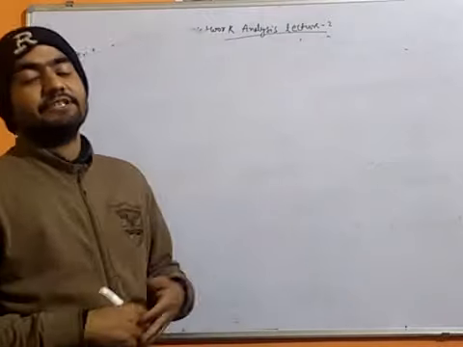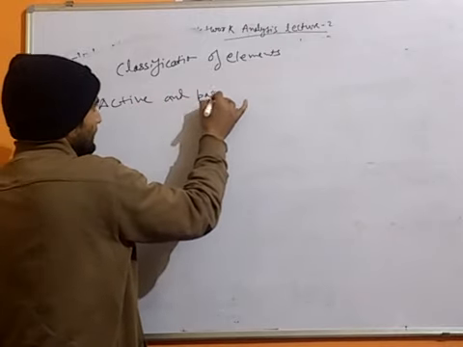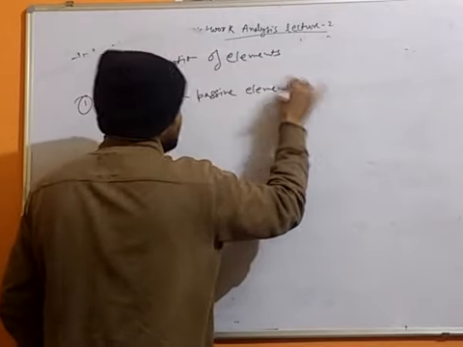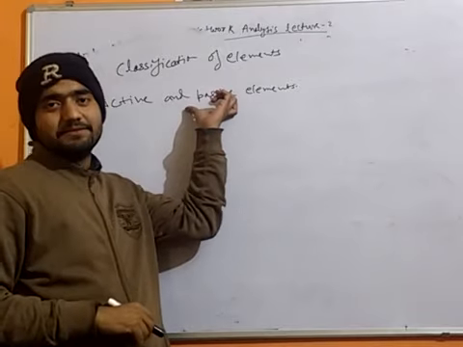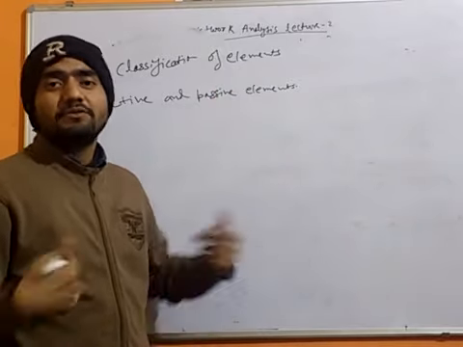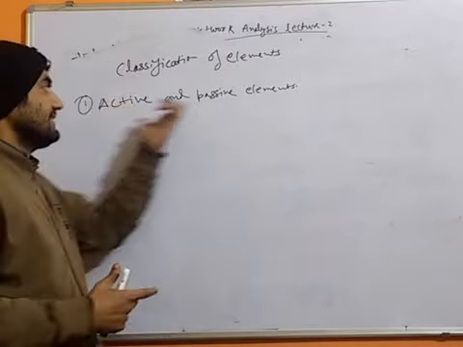Classification of elements. The first classification is related to active and passive elements. Clear from this line? Passive, which is taking power, which is not able to supply the power, will be passive. Active means which can be used to supply the power, means that can generate the power, is an active element.